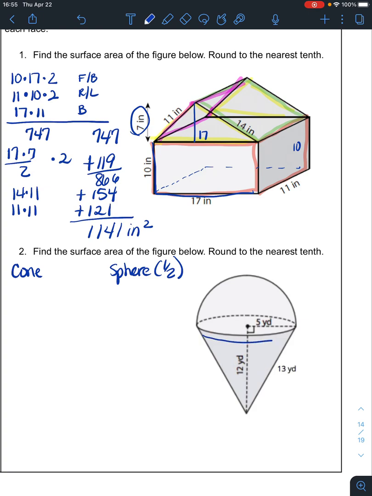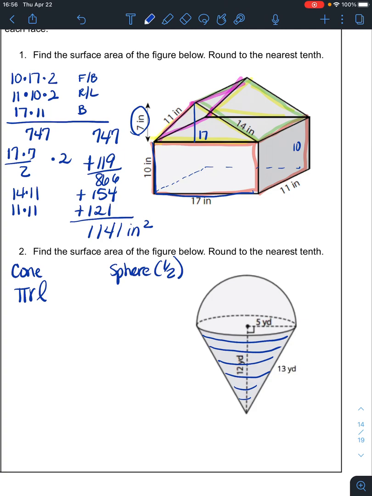So let's look at our cone. The part of the cone that we need is this part right here. Okay, remember that that's lateral area when you don't add the circle. So we're going to use pi r l for our cone. That's our lateral area.